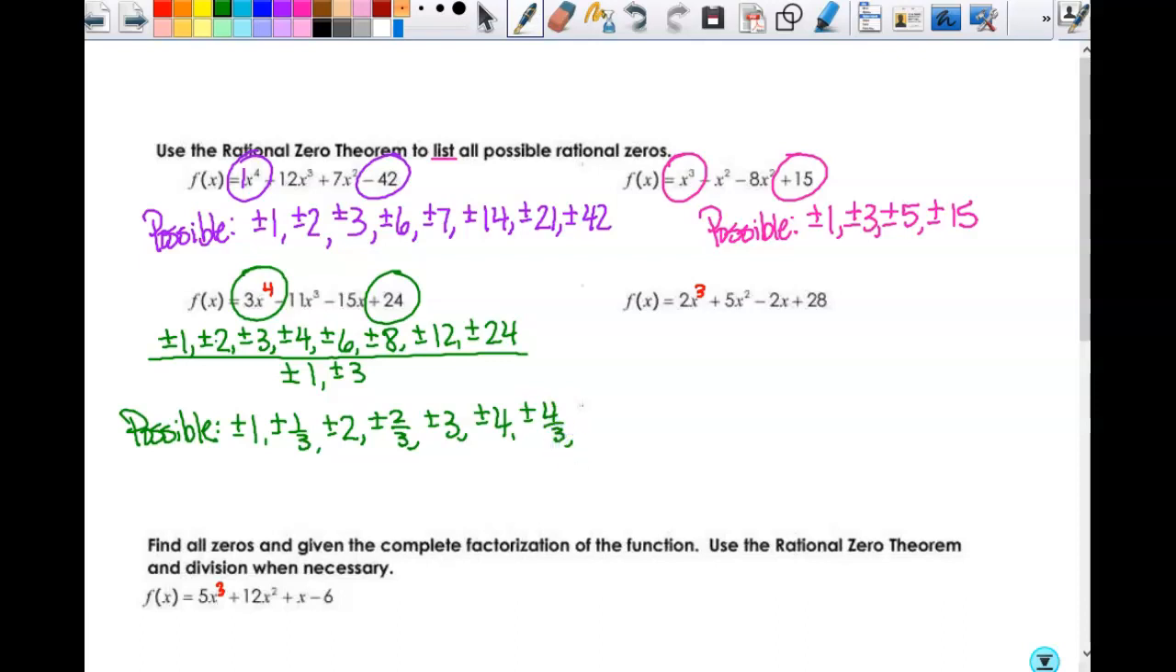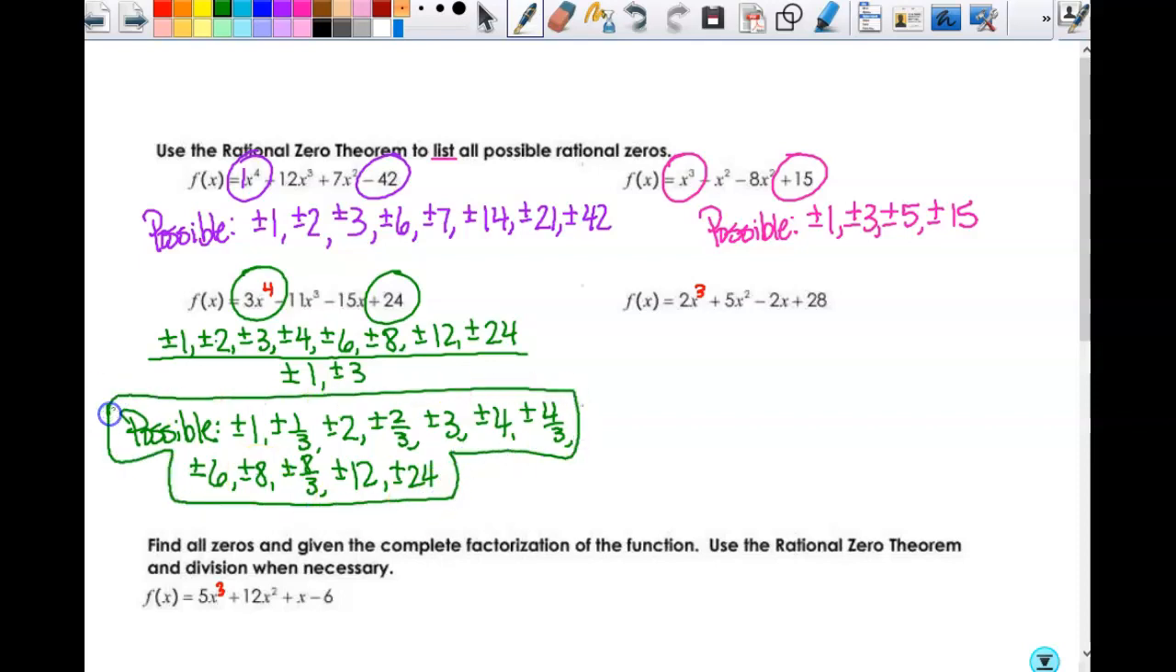Then I move on to 6. 6 over 1 is 6. 6 over 3 is 2. I already have it. 8 over 1 is 8. I don't have that. 8 over 3 is 8/3. I don't have that. Move on to 12. 12 over 1. 12 over 3 is 4, and I have that. 24 over 1 is 24. And then 24 over 3 is 8. I have that.